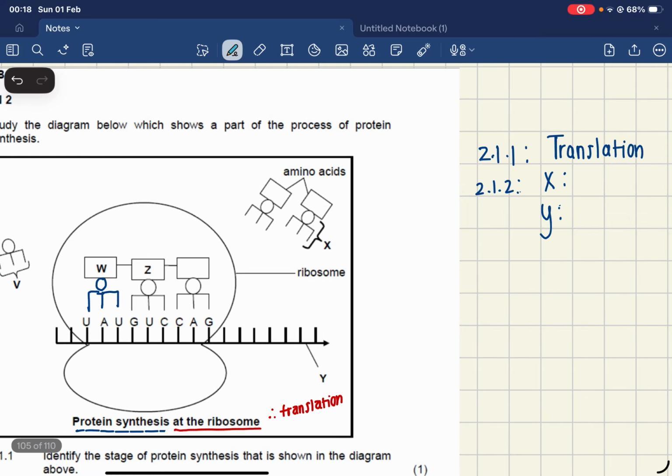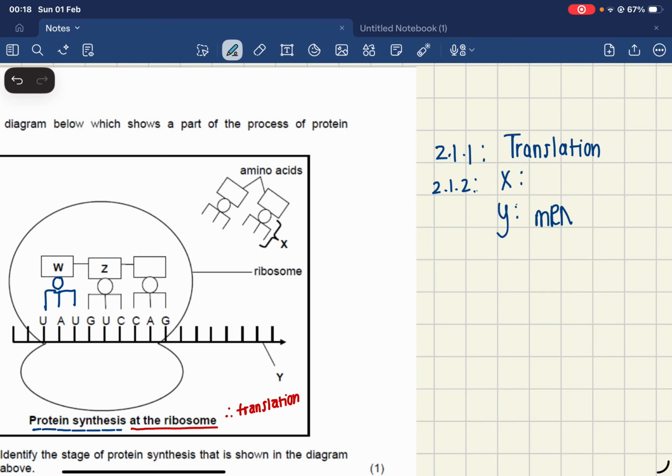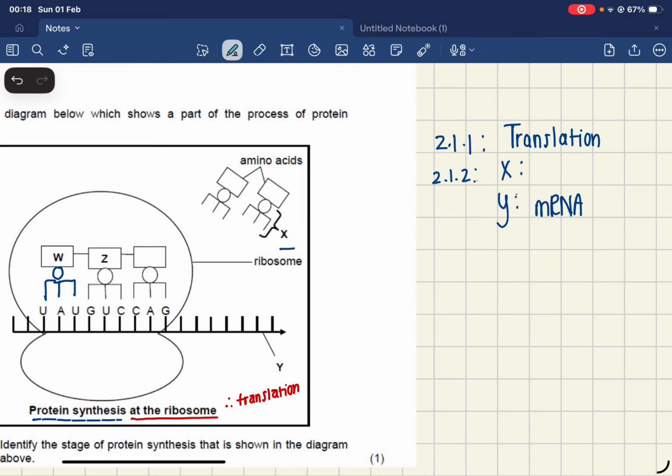Now, molecule Y. What would molecule Y be? I would say molecule Y is mRNA, and molecule X is tRNA. Why would I say that? I would say molecule X is tRNA because tRNA carries specific amino acids to the ribosome, not mRNA. You can see the amino acids are there, so therefore it's tRNA.